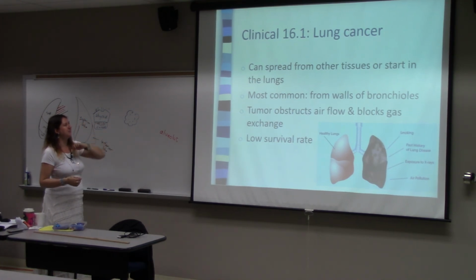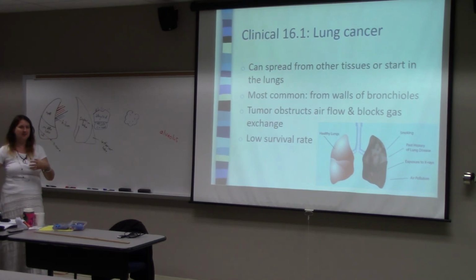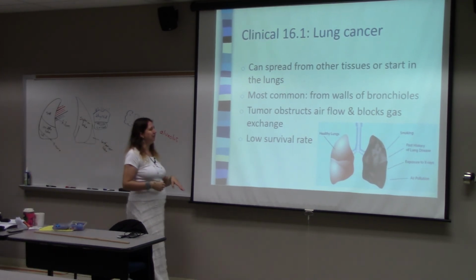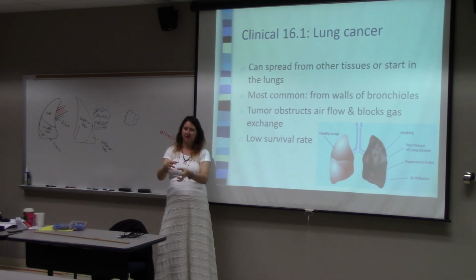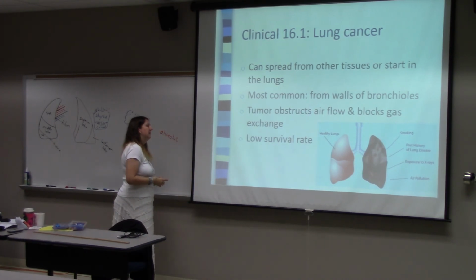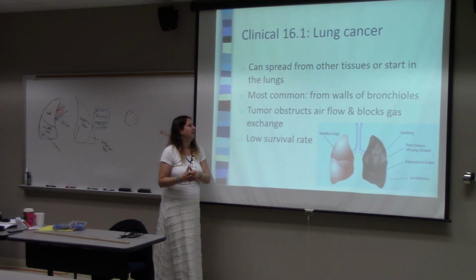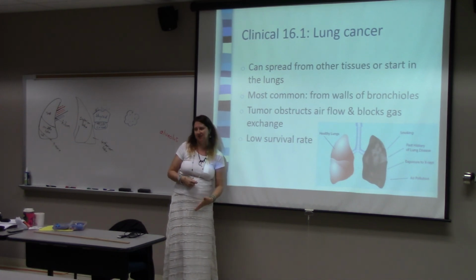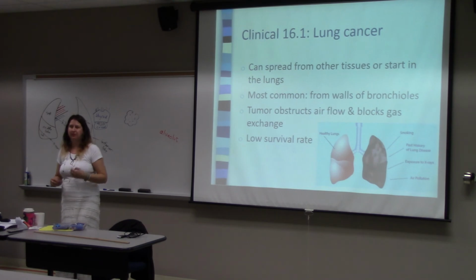All right, lung cancer, in some cases it starts in the lungs, in others it can spread from cancer in other places. The most common location is that it's actually forming in the walls of the bronchioles, the smallest tubes. The tumor can block the airflow and the gas exchange. Lung cancer is one of the worst ones for survival rate.